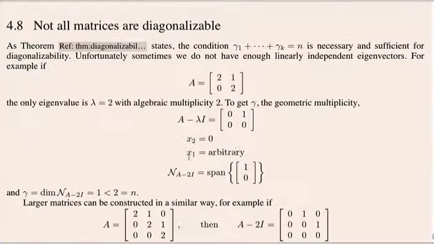And that means x1 is arbitrary. So we have the null space of A minus 2I is just the span of the 1, 0 vector. And that means that its dimension is 1. So the geometric multiplicity is 1, although the algebraic multiplicity is 2. And because the geometric multiplicity is 1, which is less than 2, the dimension of the whole space, since it's a 2 by 2 matrix, we are working in the C2 space. Since the geometric multiplicity is less than the dimension of the space, that means the matrix is not diagonalizable.